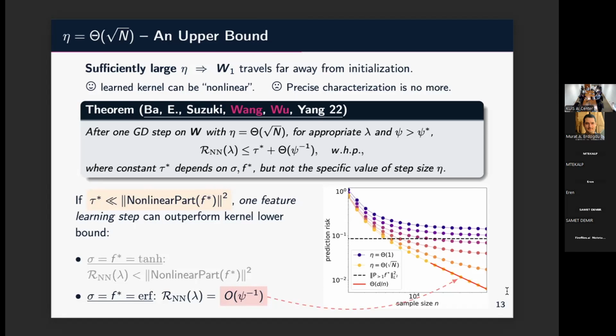That suggests a learnability definition. This is one of the main results that shows neural networks are able to beat kernel methods and learn nonlinear functions. Because if you take a large step, you are able to go below this kernel lower bound.